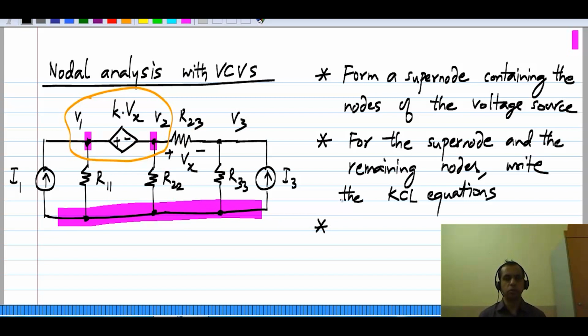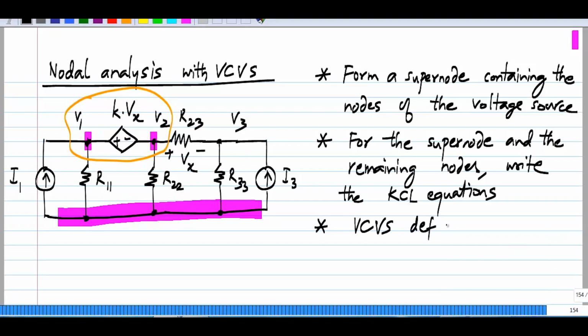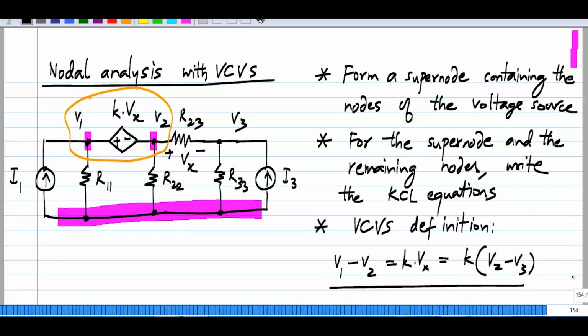By combining two nodes into a supernode, we have lost one equation, but we can get an equation from the definition of the voltage controlled voltage source. The controlled voltage source is connected between V1 and V2. It is defining V1 minus V2. So it says V1 minus V2 equals K times Vx, which itself is an unknown. So you have to write this as K times V2 minus V3 following the definition of Vx.